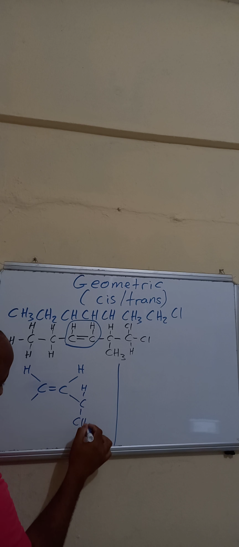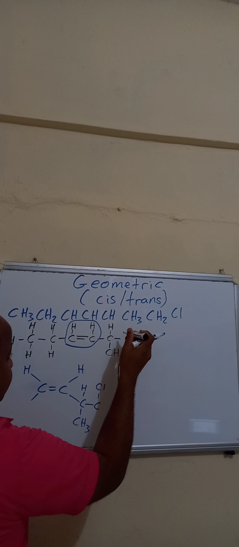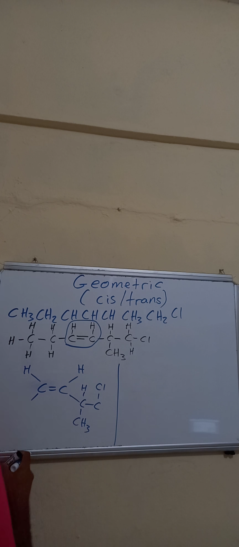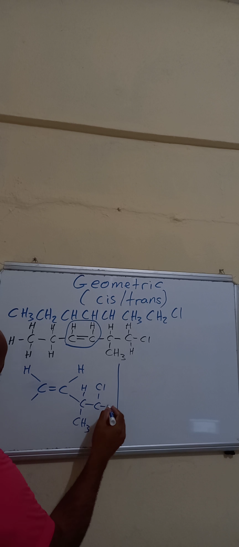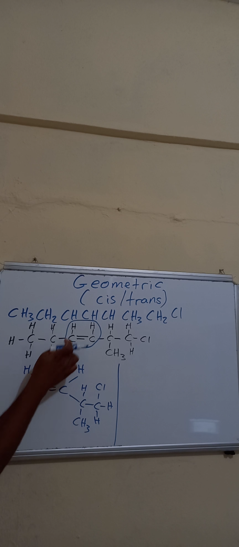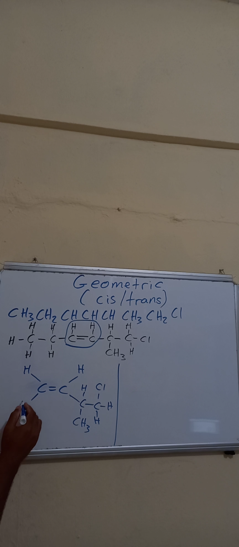Then you have a carbon with Cl. Why do I have two Cl here? Cl and two hydrogens. On this side, so this carbon of the double bond has a CH2 group and a CH3 group.